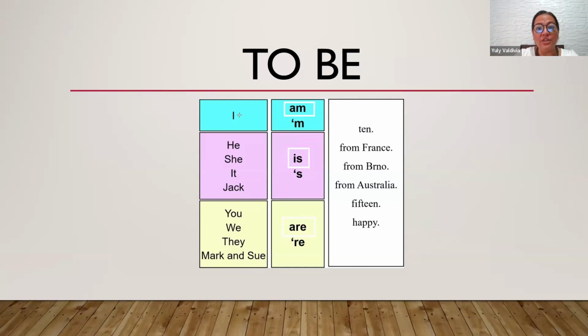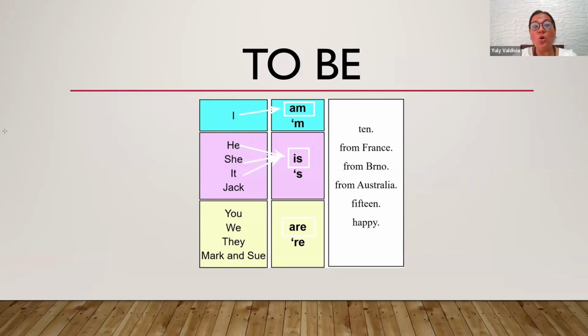We have to think. If we talk about yo, I say, I am. Yo soy, yo estoy. If we want to use the short form, we say I am, or we can say I'm. Fantastic. What about he, she, and it? He, she, and it are combined with the is form. He is, she is, and it is.